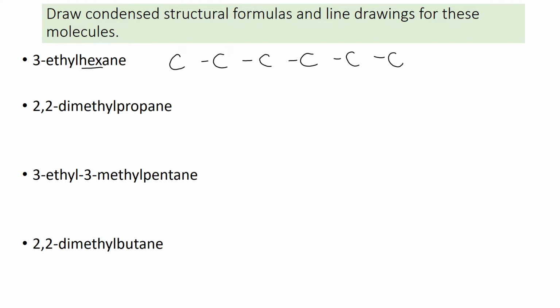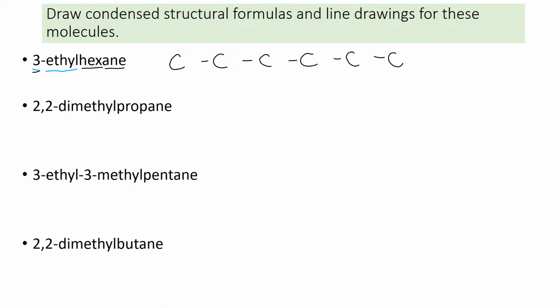And then "ane" means they're all single bonds, and I have drawn those single bonds. So that's what the "ane" means. And then our 3-ethyl, that's talking about the branch. So "eth" means 2 carbons, and 3 is telling us what carbon it's on.